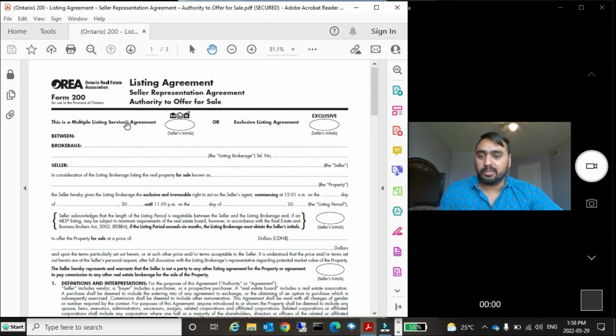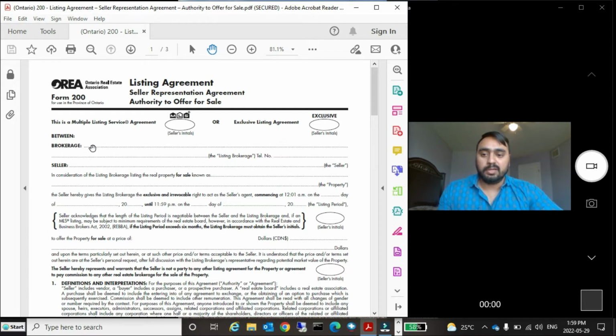On the other hand, if they choose the multiple listing service agreement, then it will be listed on the MLS, and anyone from a different brokerage can bring the buyer for the property. So this is the basic difference between the multiple listing service agreement and the exclusive listing agreement. Most of the time they choose the MLS agreement. So we need the seller's initial, whichever service they want to choose.